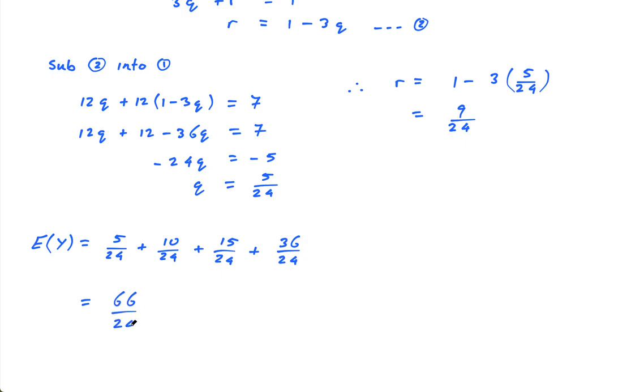Yes, you should simplify that. Divide by 2, guys, gives me, well, I know there's a higher one, but whatever. Divide by 2, 33 over 12. Divide by 3 gives me 11 over 4. Therefore, the expected value of y is 11 over 4.